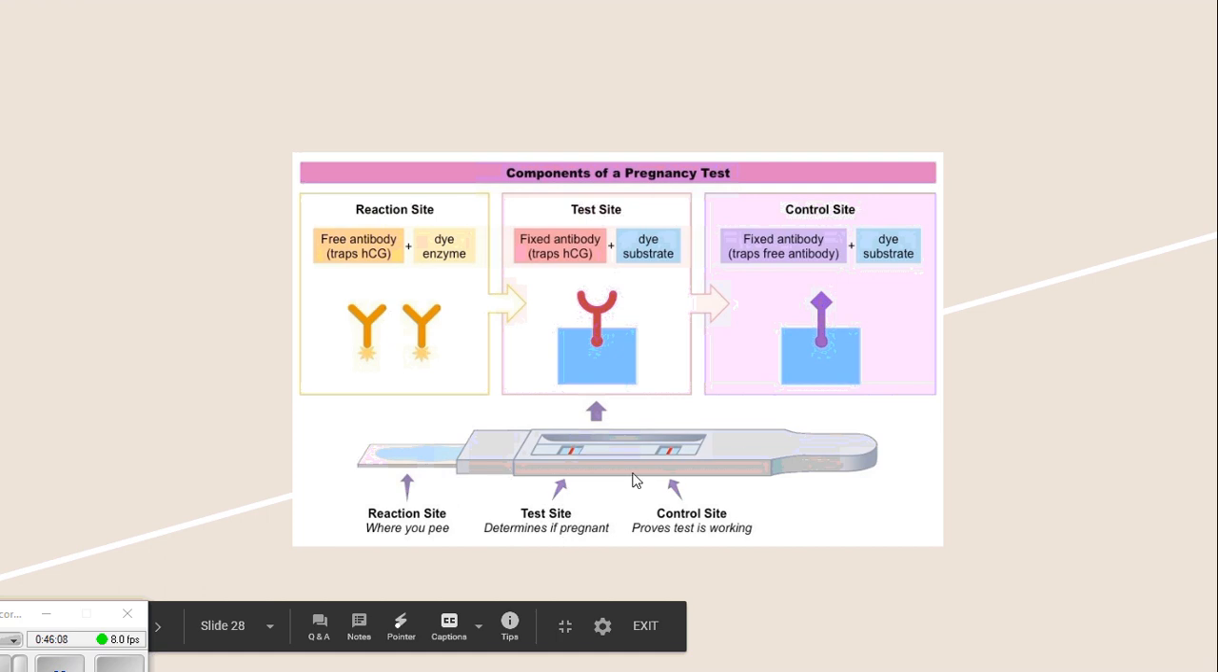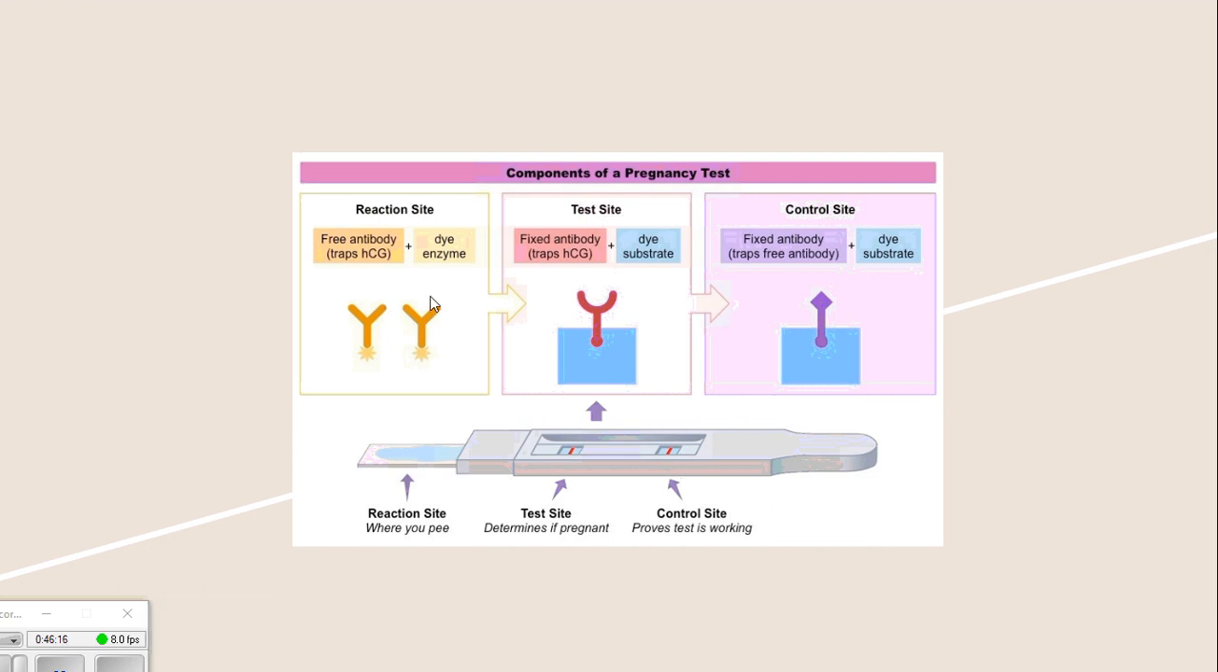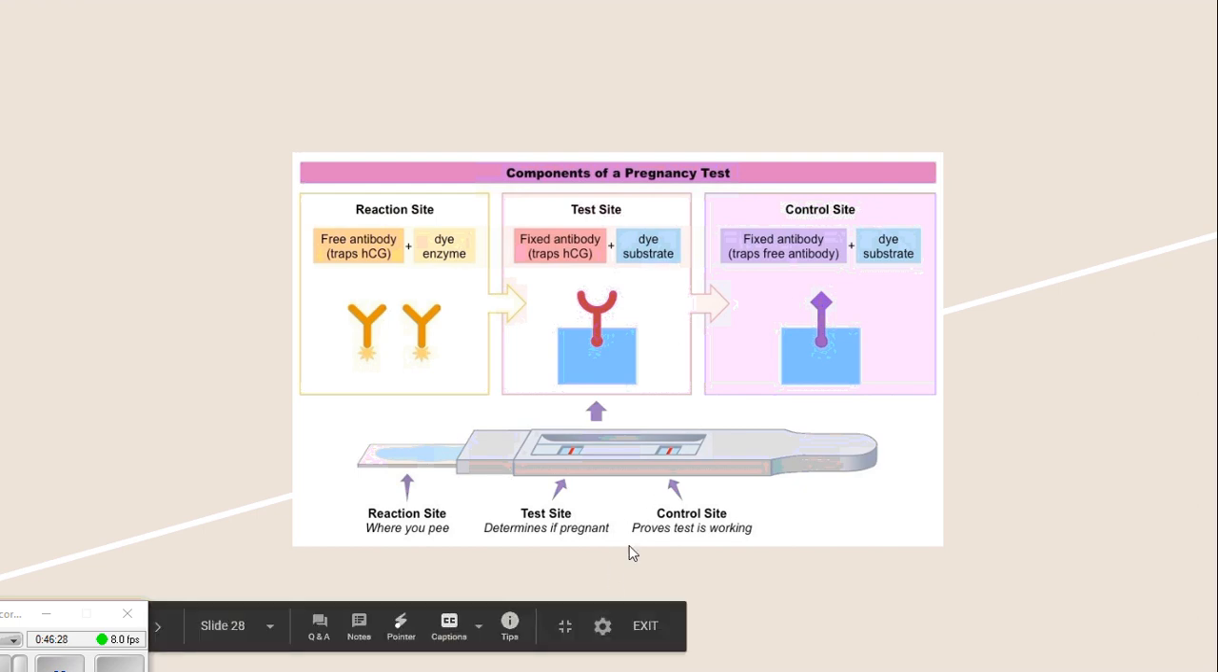Then there is also a control site here, which proves the test is working. This fixed antibody will trap this free antibody, and you'll get a line that shows up here. So it shows that the test is still working. You always get a line here. But if the test is positive, meaning there's presence of HCG in the urine, you'll get a line here. If there's no HCG, you won't get a line here, but you'll still get a line at the control site.